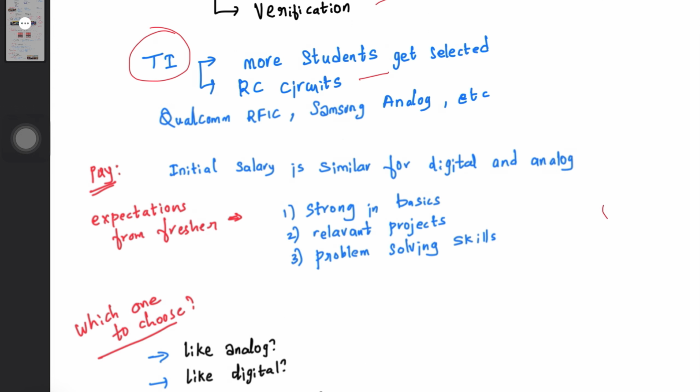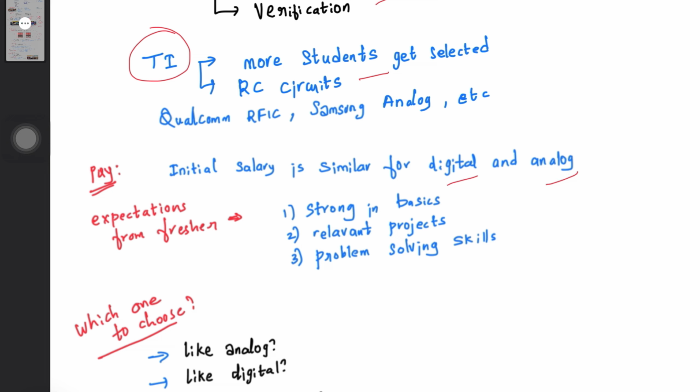Now let us talk about the pay scale. What is the difference in the pay scale? There is a myth among students that analog profile has a higher pay scale than digital profile. But when companies recruit on campus, there is not much difference in the initial salary. The pay scale is almost the same for digital and analog profiles. The pay scale may vary from BTech to MTech, but the various profiles have a similar pay scale.